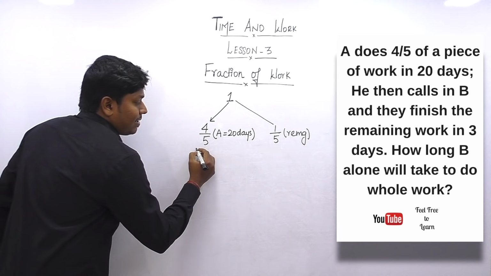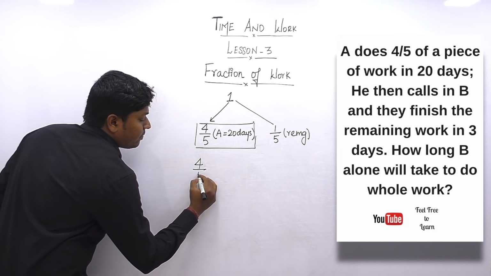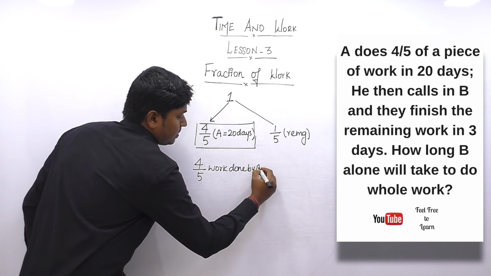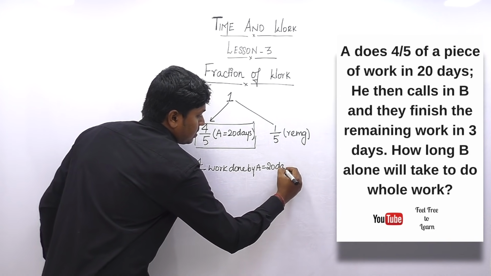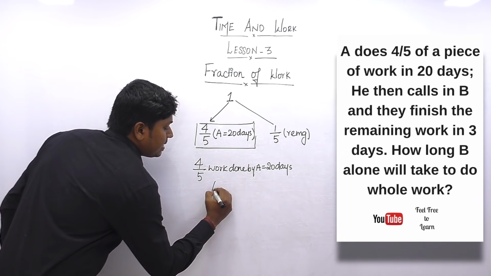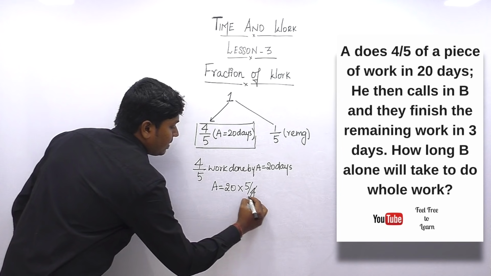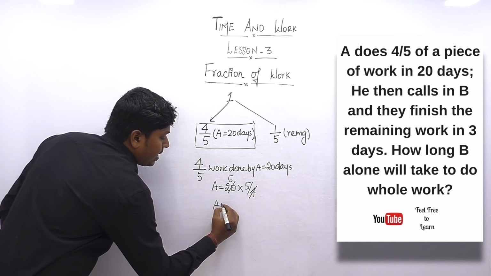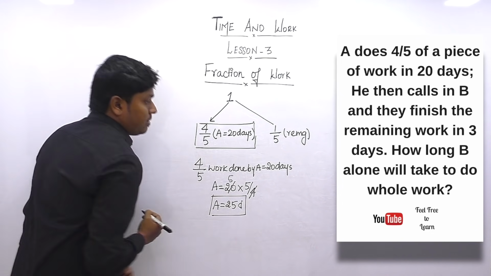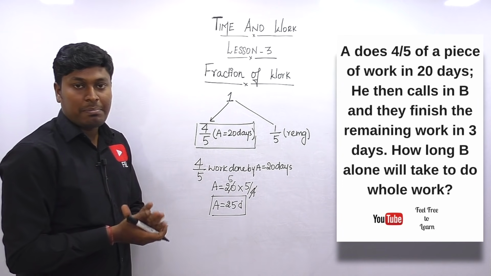Let me take condition number 1, right? In condition number 1, 4 by 5 of the work is done by A in 20 days. So A alone took 20 days to complete 4 by 5 of the work. So we can say that A alone will take 20 into 5 by 4. When you cancel, this becomes 5. So A alone takes 25 days to complete the work. Simple. By using data number 1, we found that A alone will take 25 days to complete the work.